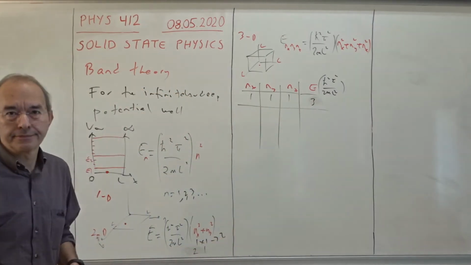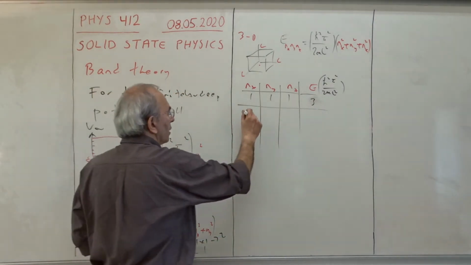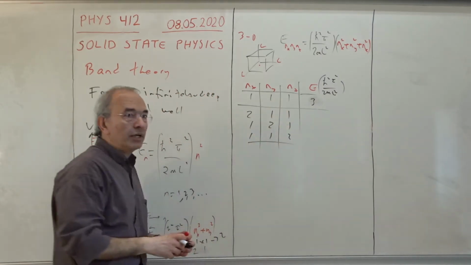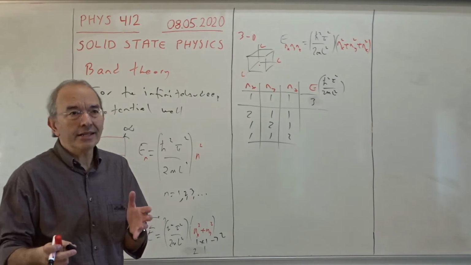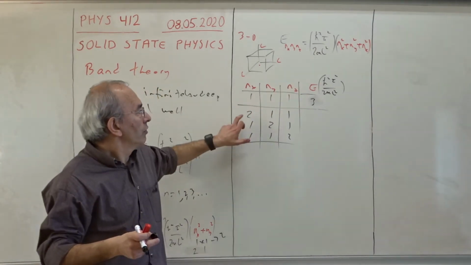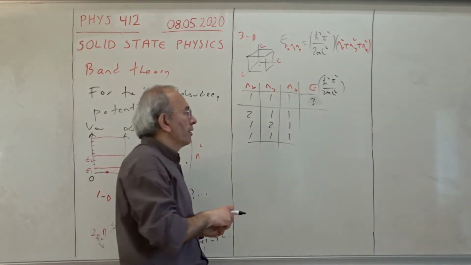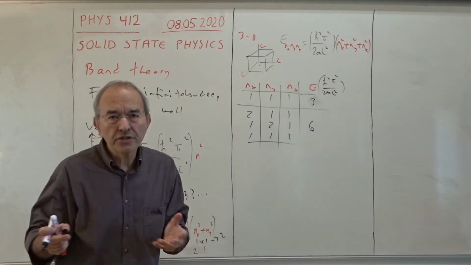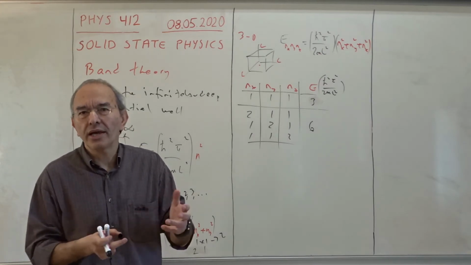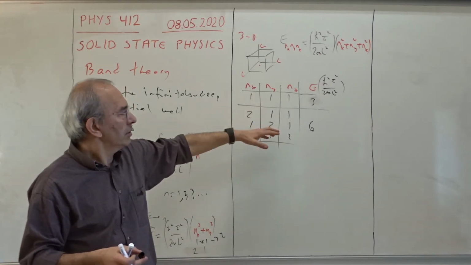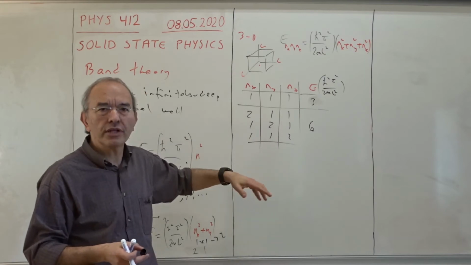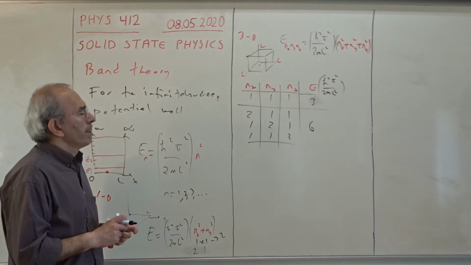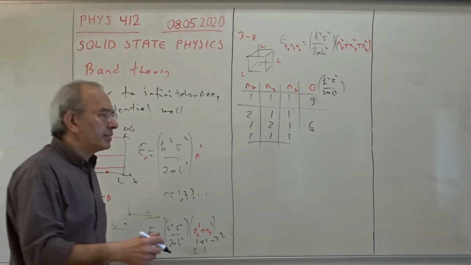3 times that. Next one is, let's say, 2, 1, 1, 1, 2, 1, 1, 1, 2. But these three have the same energy necessarily, because the sum of 4 plus 1 plus 1 is 6, and the sum 6 can be obtained in 3 ways. There's no difference in free space between nx, ny, nz, etc. So this is 6. And if you continue further, you will have greater and greater values, as we said in the previous lecture.